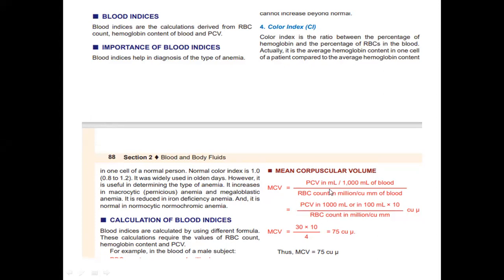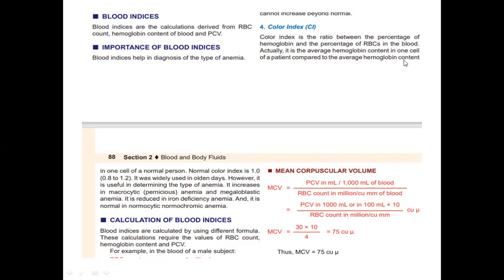But before we come to this calculation, I want us to talk about color index, because we said that the indices of blood will have mean corpuscular volume, mean corpuscular hemoglobin, mean corpuscular hemoglobin concentration, and color index. So what is color index? Color index is the ratio between the percentage of hemoglobin and the percentage of red blood cells in the blood. When you divide the percentage of hemoglobin by the percentage of red blood cells in the blood, that gives you what we call the color index. Actually, it is the average hemoglobin content in one cell of a patient compared to the average hemoglobin content in one cell of a normal person.